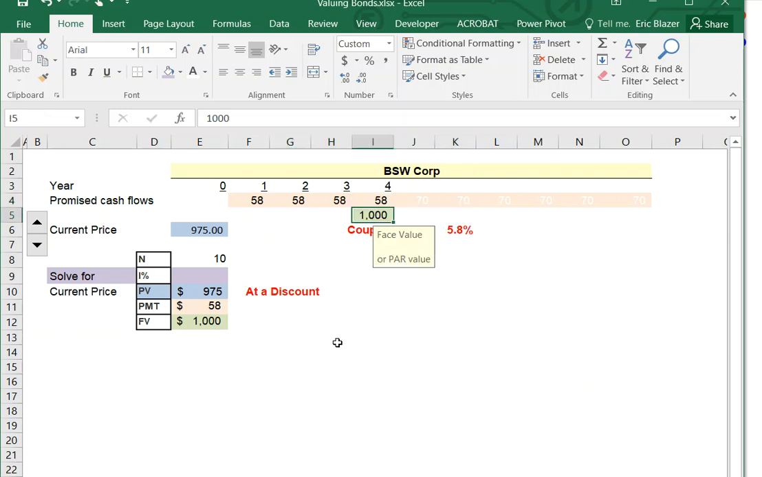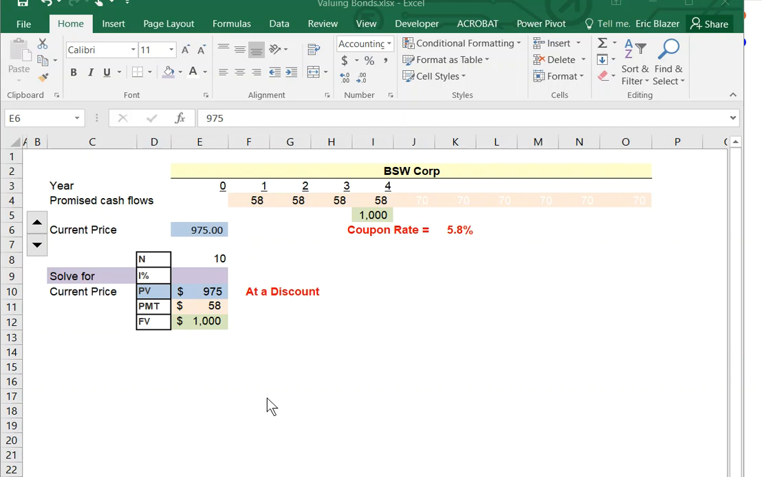in 4 years. The current price was $975, so notice it's selling at a discount, which means that our expected return will be higher than the coupon rate. If the bond was selling at par, our expected return would equal the coupon rate. And of course, as bond prices go down, interest rates, or in this case our expected return, will go up.